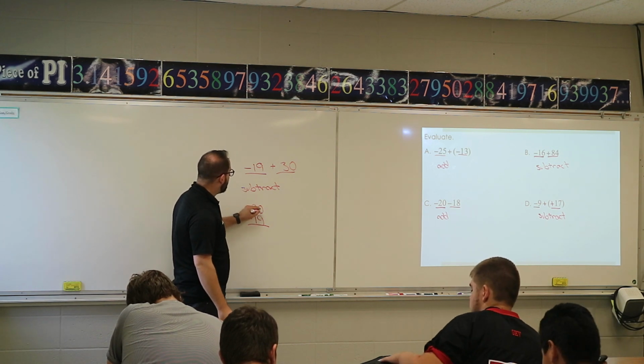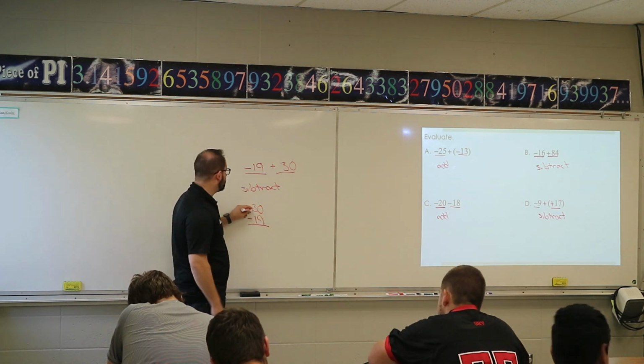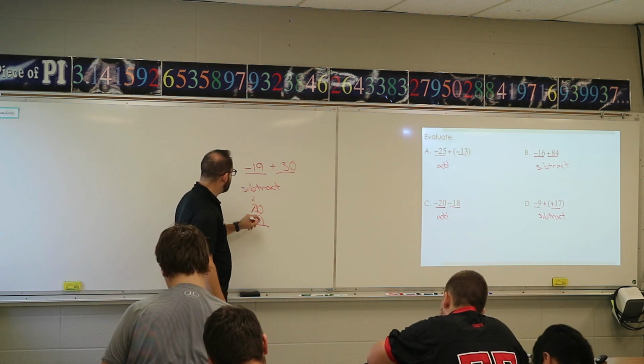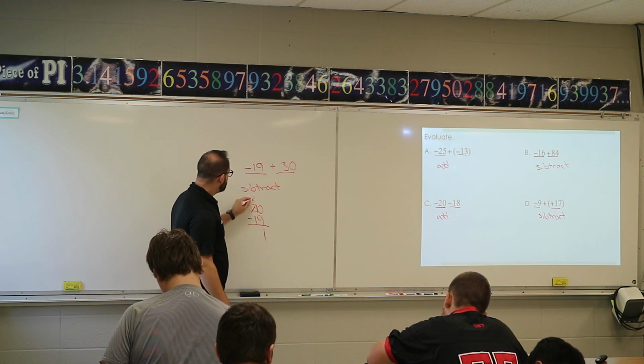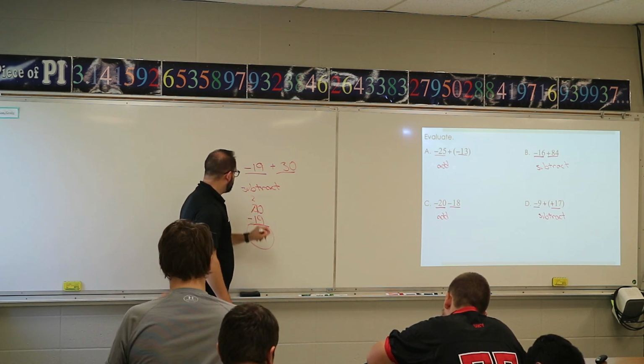I'm going to have to borrow, because I always start in the back number. I can't subtract 9 from 0, so I'm going to borrow and make that a 2. This is a 10. 10 minus 9 is 1. 2 minus 1 is 1. There's your answer, it's 11.